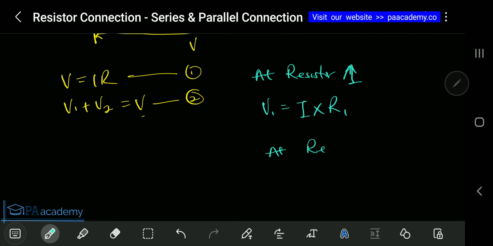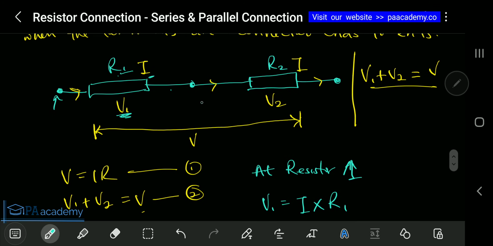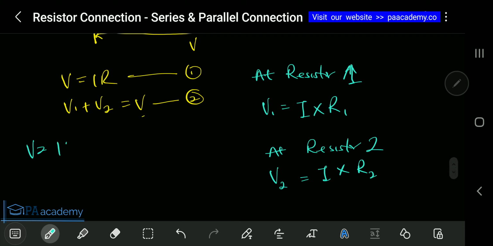Then for the entire circuit, in a combination of the R1 resistor and R2 resistor, the voltage across it also will be V equals IR, where R is the equivalent resistor. You can write it as R_eq or R total. So we now have IR equals, coming from here, V equals V1 plus V2, and we've gotten our V1 to be this and our V2 to be this.